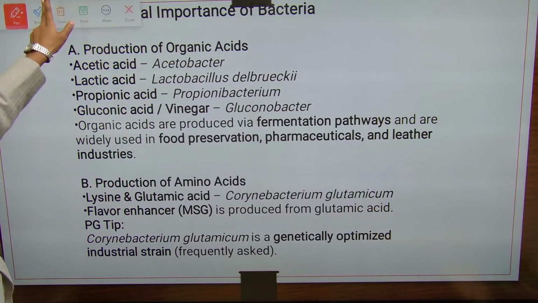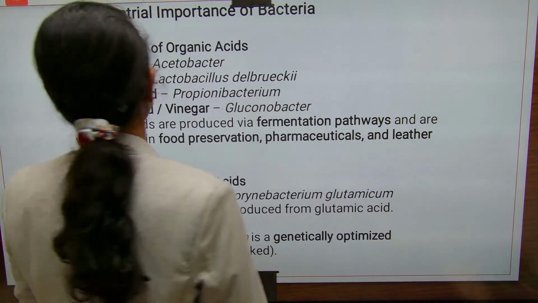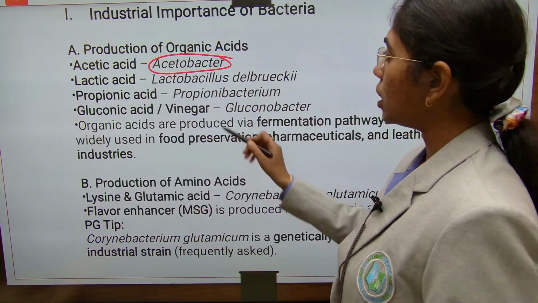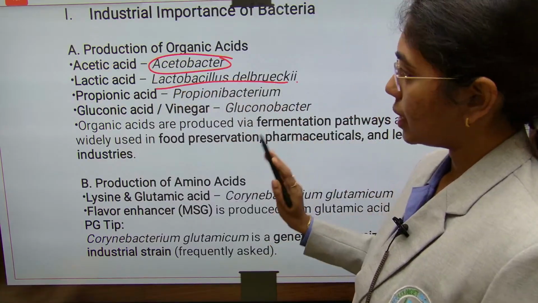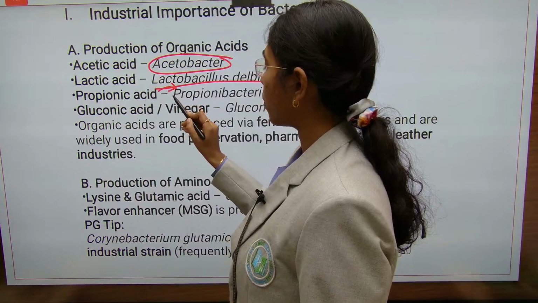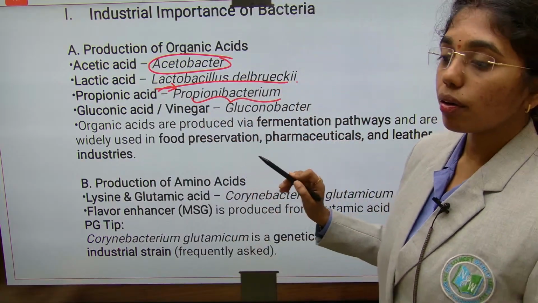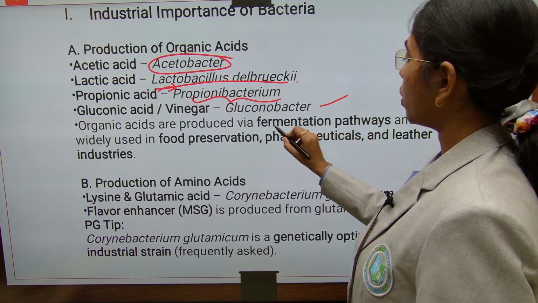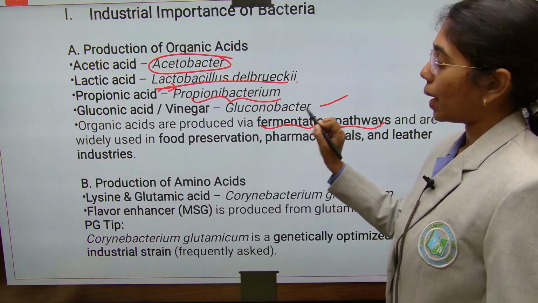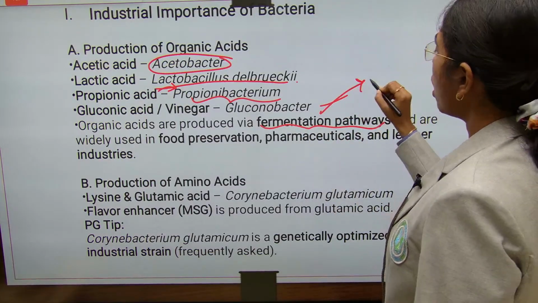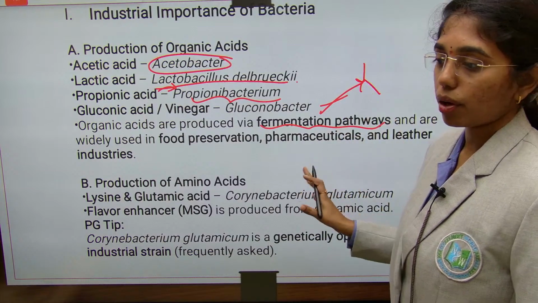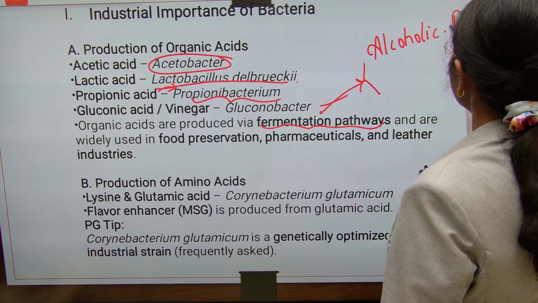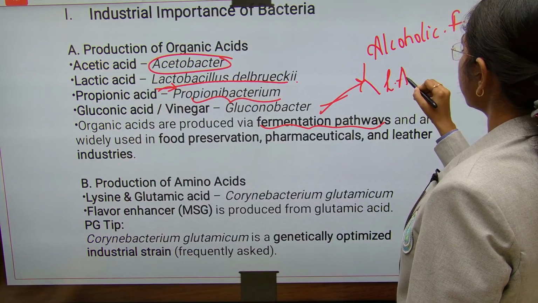Here, first, production of organic acids. First is acetic acid, example Acetobacter. Lactic acid, Lactobacillus is the example. Propionic acid is produced by Propionibacterium. Gluconic acid or vinegar by Gluconobacter. Organic acids are produced via fermentation pathways, that is alcoholic fermentation or lactic acid fermentation.